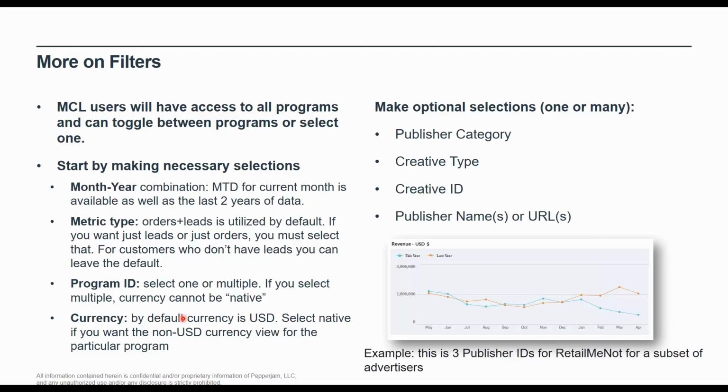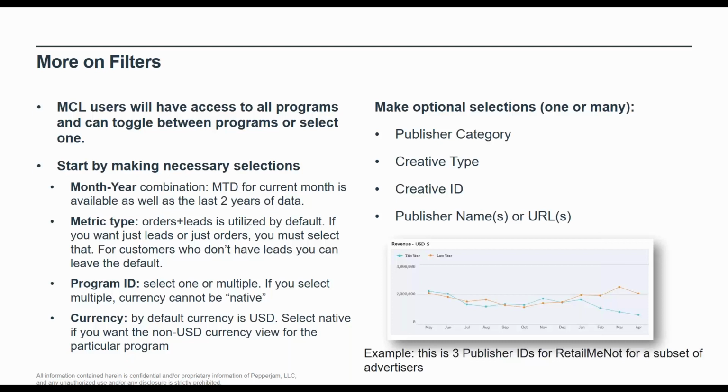Metric type, I mentioned this one earlier. This is orders plus leads by default. If your program only has orders in it and you don't track leads, then if you don't use the selection here, we'll just be selecting orders since you don't have any leads. Program ID we talked about.